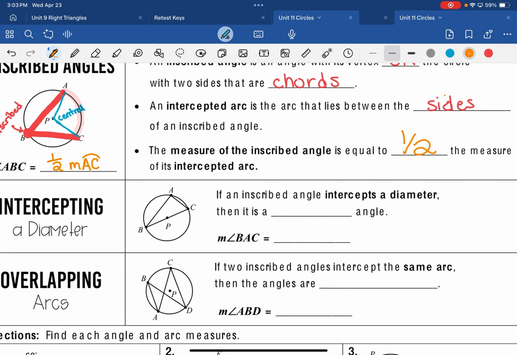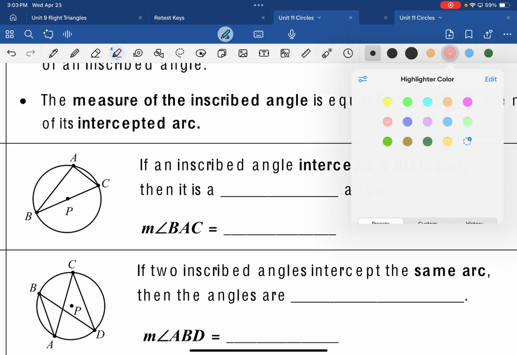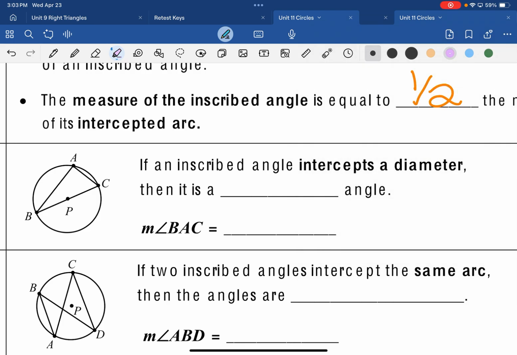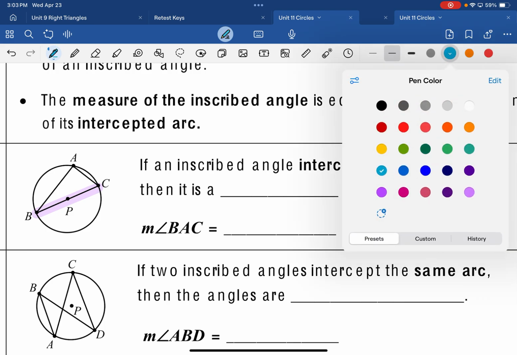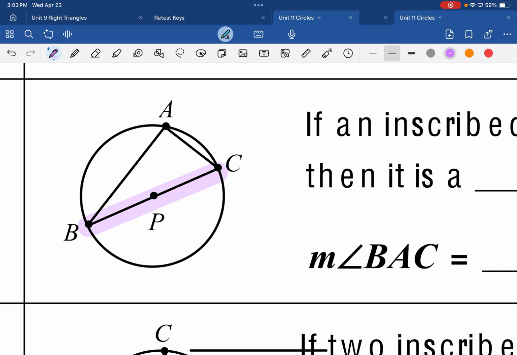Okay, so now let's go to when it says it intercepts a diameter. In this picture, what is my diameter? BC. It's a line that goes through the center, so that's your diameter right here. Now, the angle that is made with this diameter, what is the actual inscribed angle?